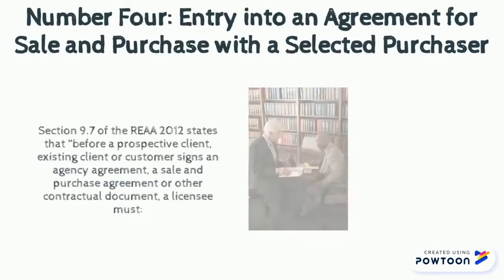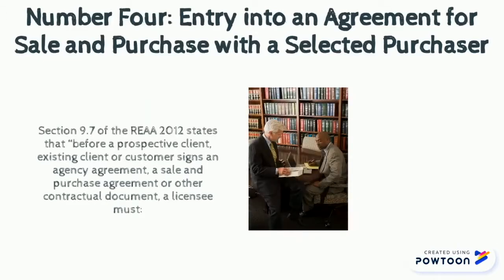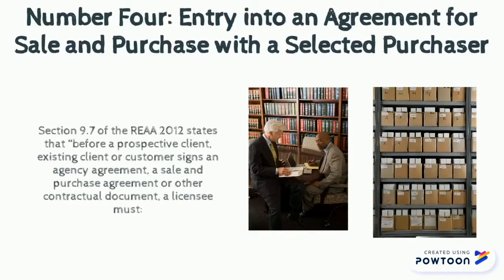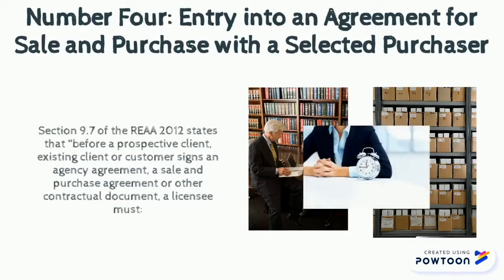Section 9.7 of the REAA states that before a prospective client, existing client, or customer signs an agency agreement, a sale and purchase agreement, or other contractual document, a licensee must recommend that the person seek legal advice, ensure that the person is aware that they can seek other advice and information, allow that person a reasonable opportunity to obtain the advice.